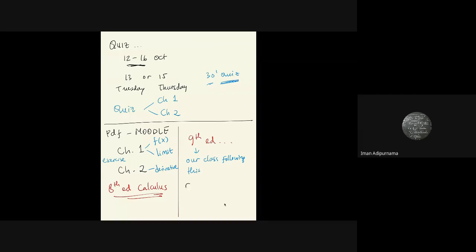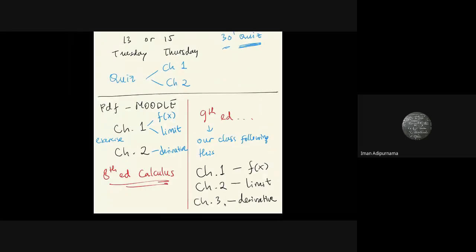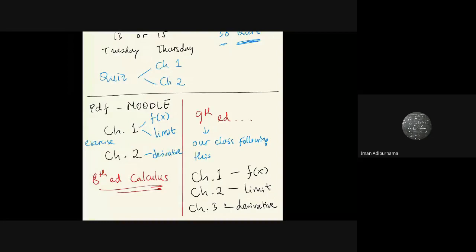The difference in the 9th edition is that chapter 1 is only function. Chapter 2 is limit. And chapter 3 is derivative. Okay. So I already sent you chapter 1 and 2, meaning the functions and limit, only in chapter 1 in the PDF file. But if you have the book, then you can go to chapter 1, chapter 2 in your book. Okay. The functions and limit.